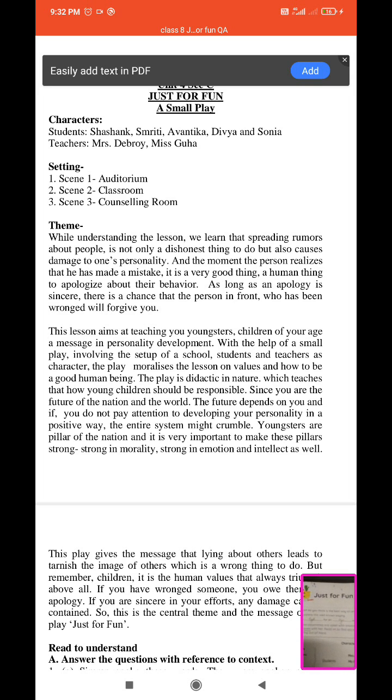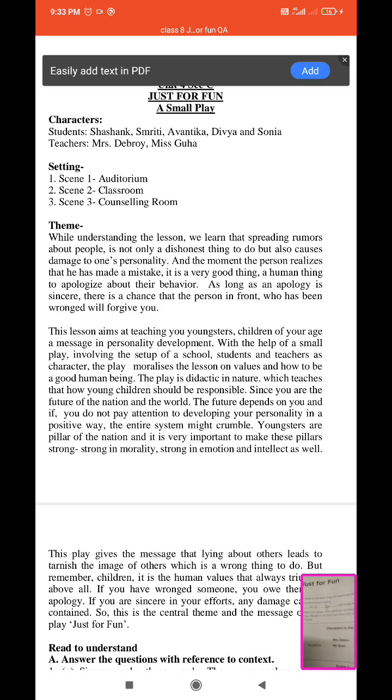We had already finished the reading of the chapter Just for Fun, Unit 4, Section C of your English Channel book. It is a very small play. The play is based on the theme of personality development of young children like you. That how in this age we can develop our personality in a positive way, or if we do not pay attention, we may go in the wrong direction as well.